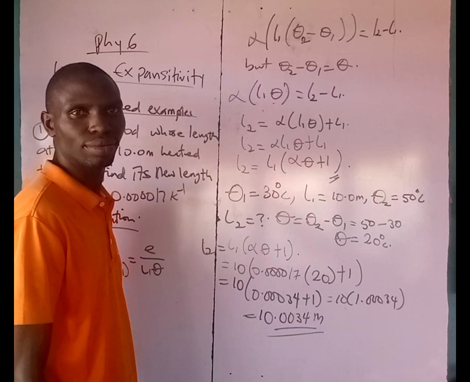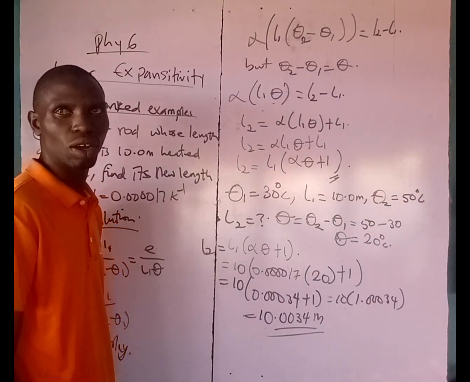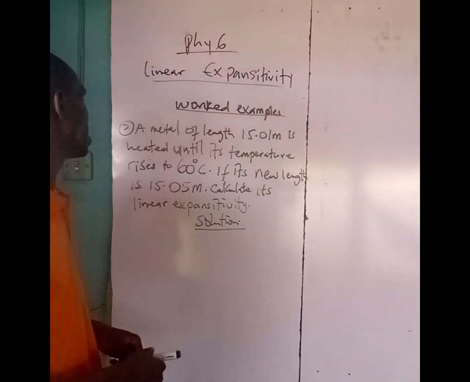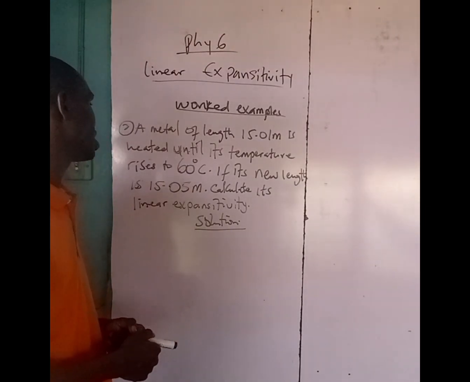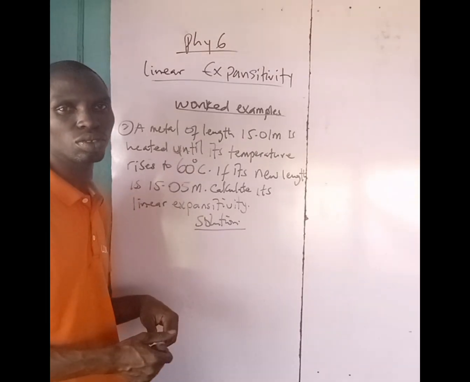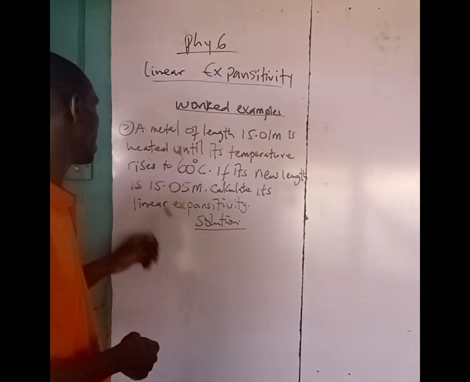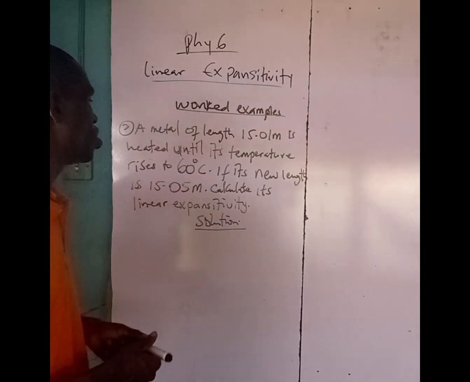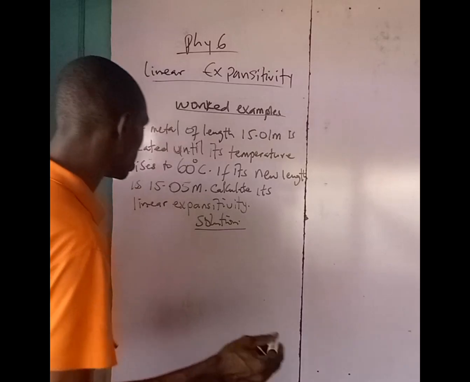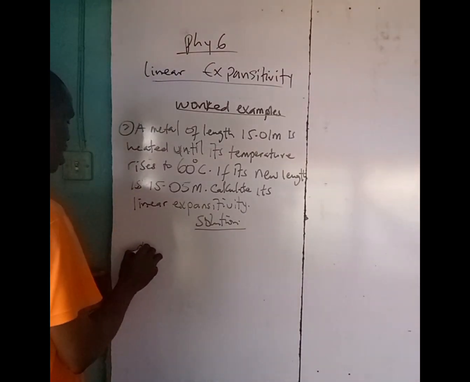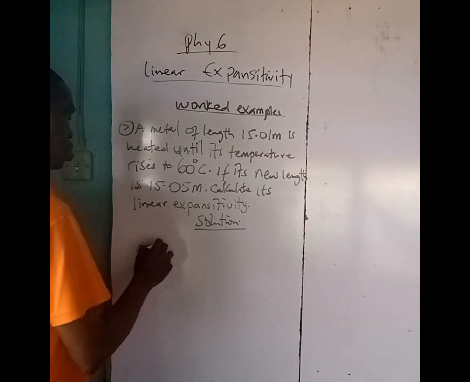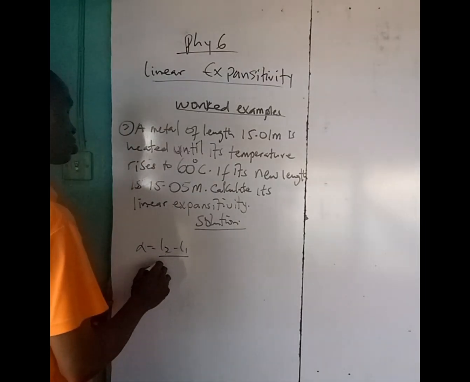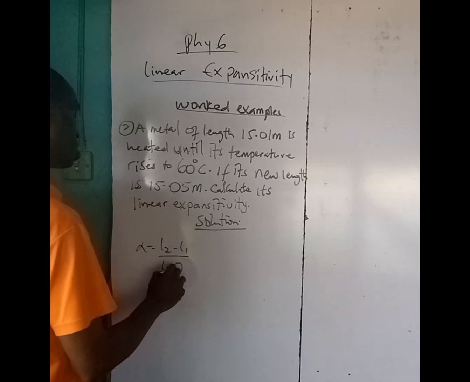I hope you understand. Alright, let's quickly take second example. A metal of length 15.01 meter is heated until its temperature rise to 60 degrees Celsius. If the new length is 15.05 meter, calculate its linear expansivity. Don't forget our formula for linear expansivity. We said alpha is equal to L2 minus L1 over L1 theta.